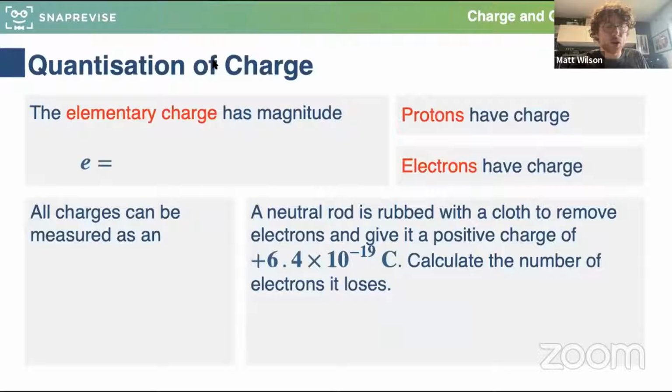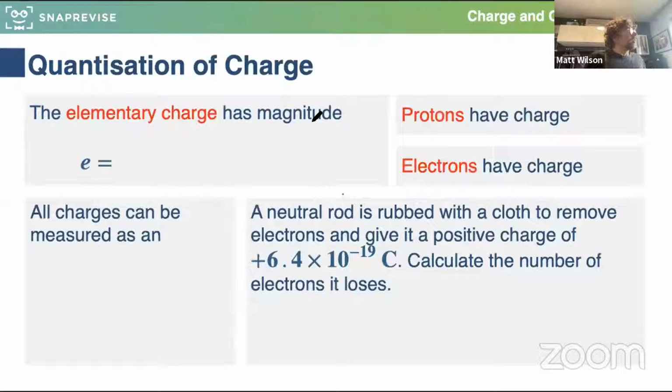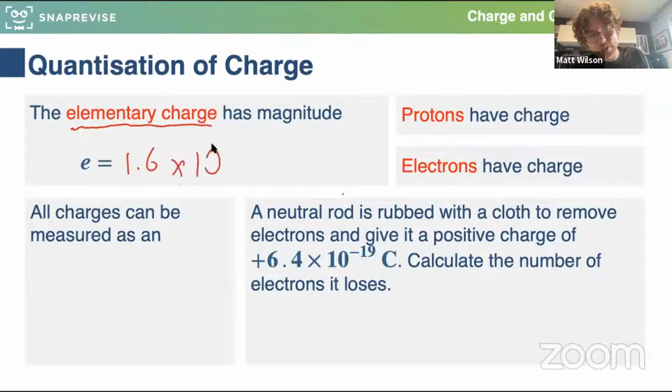So now we're going to talk about the quantization of charge. That sounds like a complicated concept, but it's really not. Quantization to physicists just means it comes in bits, comes in chunks, and can't be divided into smaller and smaller bits forever. In other words, there is a smallest charge, which physicists sometimes call the quantum of charge. This smallest charge is also called the elementary charge, because it's the most elementary, the smallest. It has magnitude e equals 1.6 times 10 to the minus 19 coulombs.